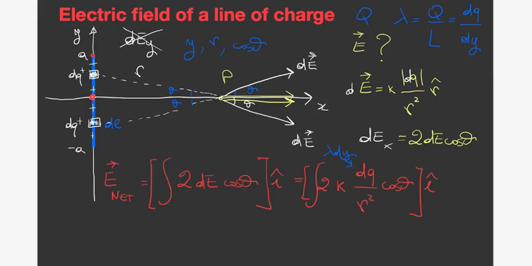Let me continue. I will have here the integral of 2 times k times lambda dy, I substitute dq, divided by r squared times cosine theta. Let me for a moment forget the i direction. We know that the vector is pointing along the i direction. Let's just work on the magnitude. So I was saying I need to connect y, r, and theta all together. Let's look at the picture.